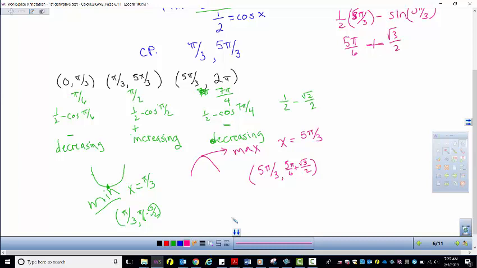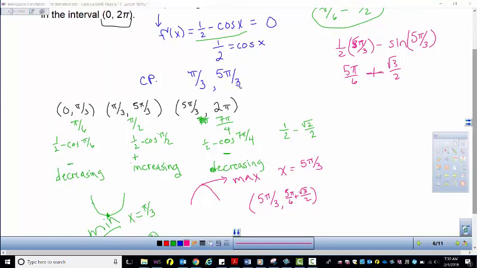Okay, so I found the critical points. I did the first derivative test. I found that my function was decreasing, then increasing and decreasing on those intervals. And then I found the values of the min and the max.